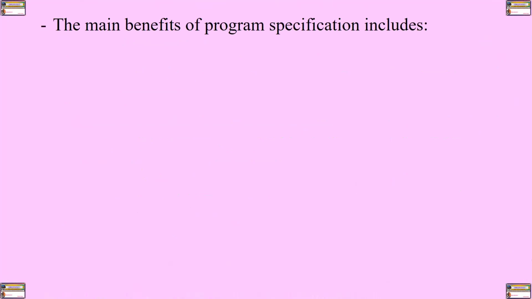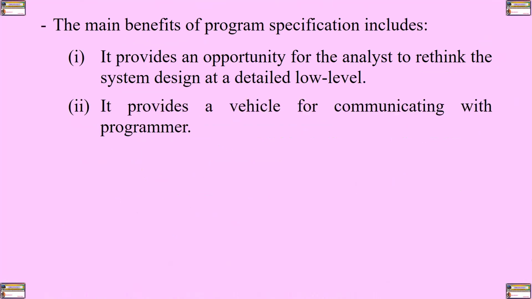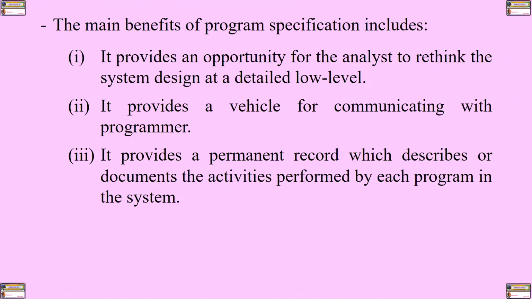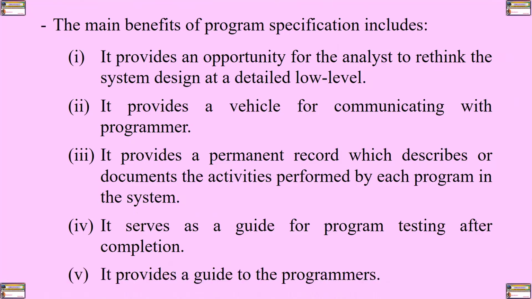The main benefits of program specification include: it provides an opportunity for the analyst to rethink the system design at a detailed low level. It also provides a vehicle for communicating with the programmer. It provides a permanent record which describes or documents the activities performed by each program in the system. Number four, it serves as a guide for program testing after completion. Number five, it provides a guide to the programmers.